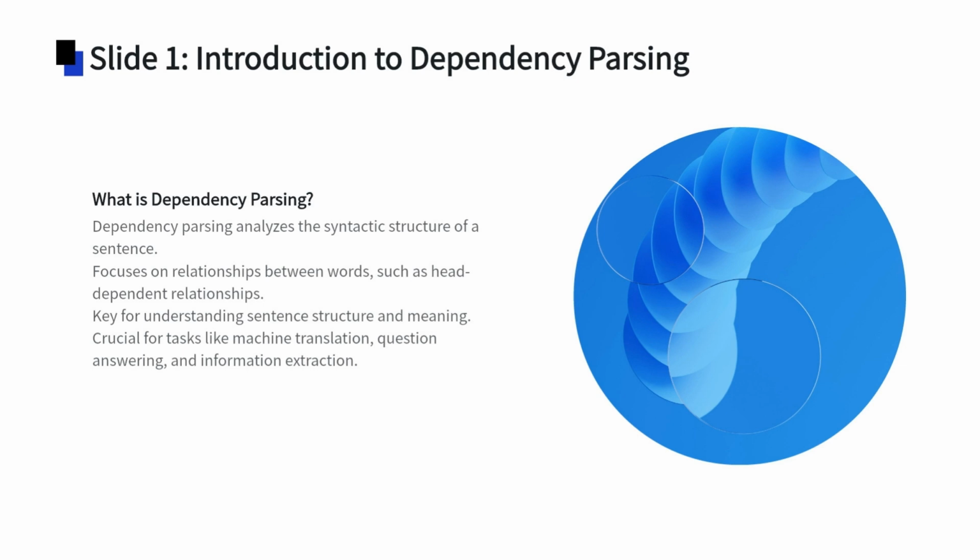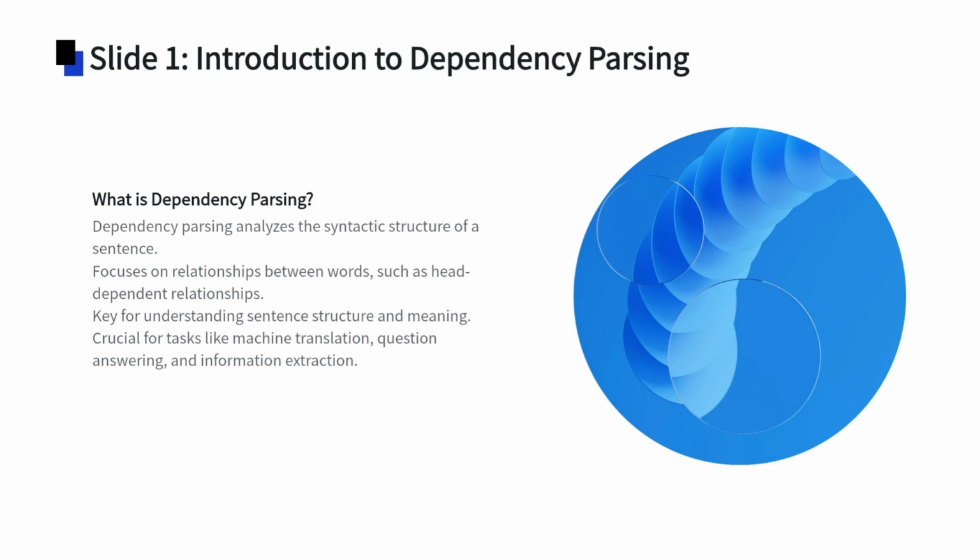in a sentence. Unlike constituency parsing, which represents sentences as hierarchies of phrases, dependency parsing represents sentences as a tree of word-to-word dependencies. Each word in a sentence is connected to another word, called its head, with a directed edge. This structure is key for understanding how words relate to each other semantically.